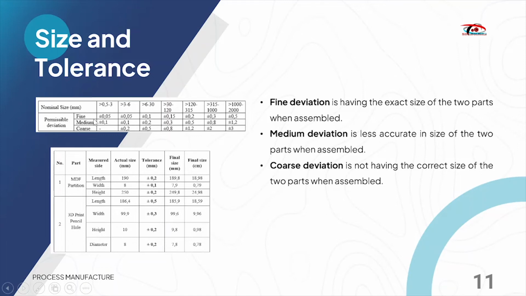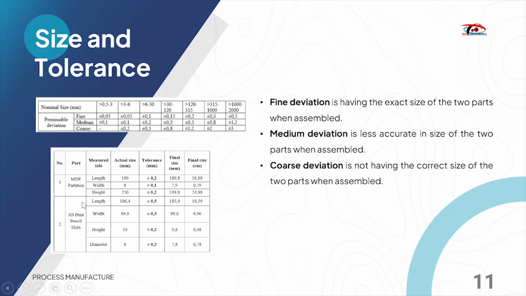We have fine, medium, and coarse. Fine deviation is having the exact size of the two parts when assembled. Medium is less accurate in size of the two parts when assembled, and the last one is coarse deviation, that is not having the correct size of the two parts when assembled.